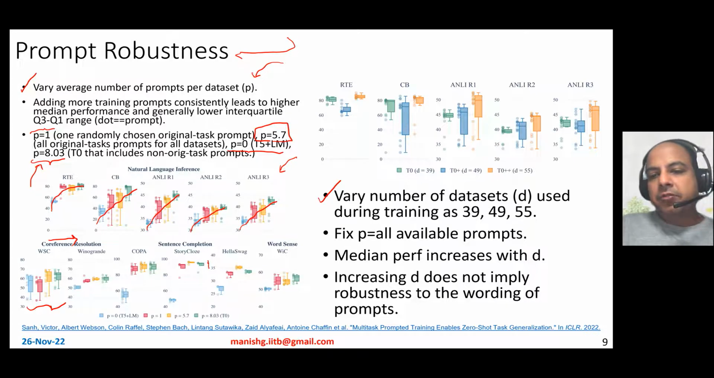Now, what happens when you move from T0 to T0 plus and T0 plus plus, when you increase the number of data sets that have been used for multitask fine tuning?